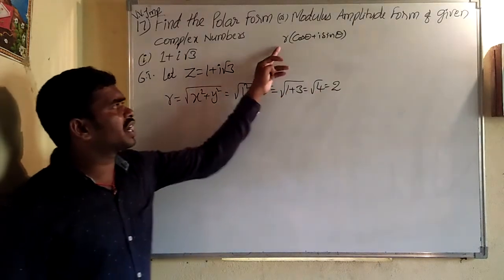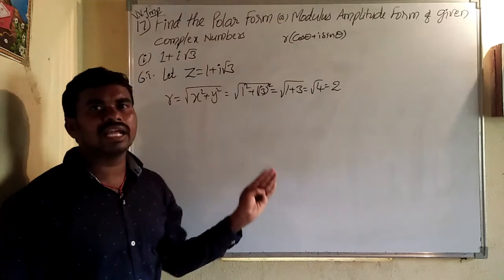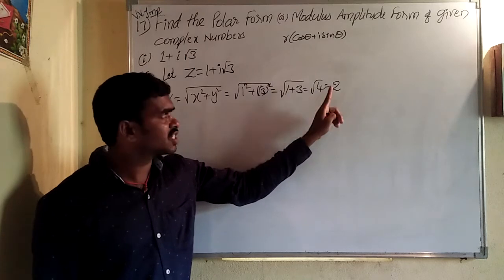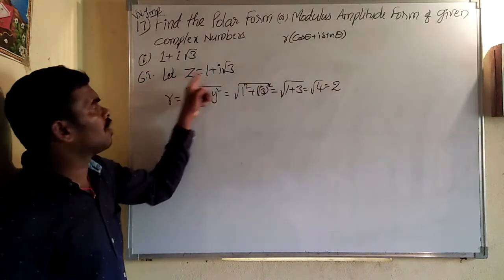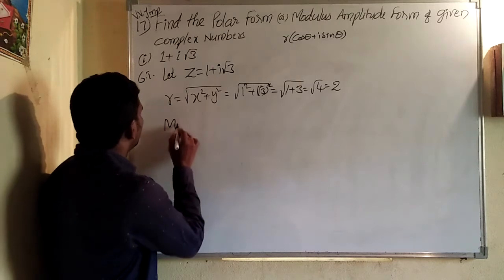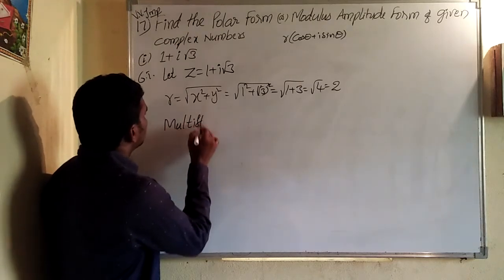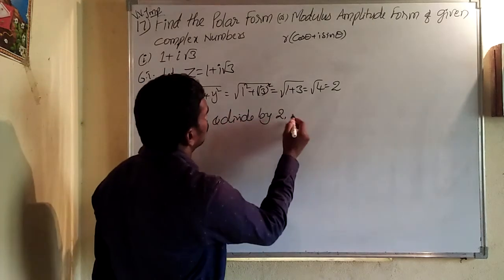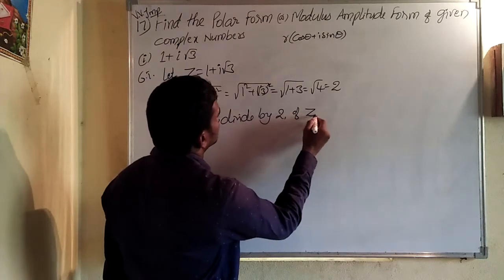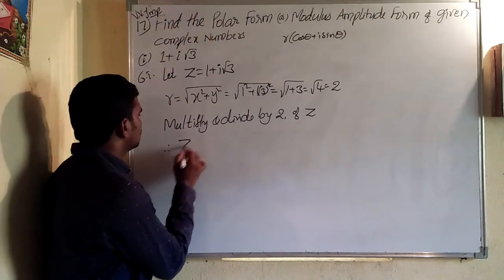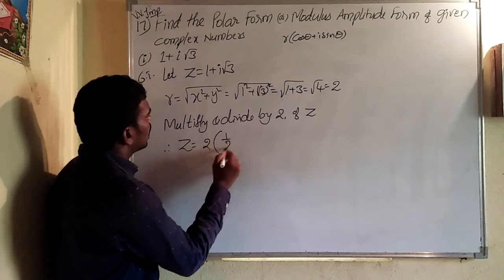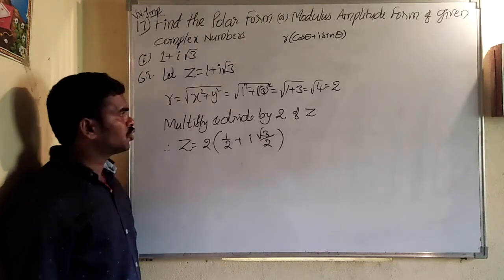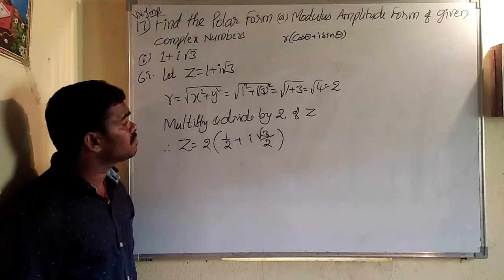Okay, now what next after getting the r value? Immediately multiply and divide with this r value, that is 2, in the given complex number. So I am going to multiply and divide by 2 in the given complex number z. Therefore z equals 2 into (1 by 2 plus i root 3 by 2). In 2 more steps we will complete this sum.